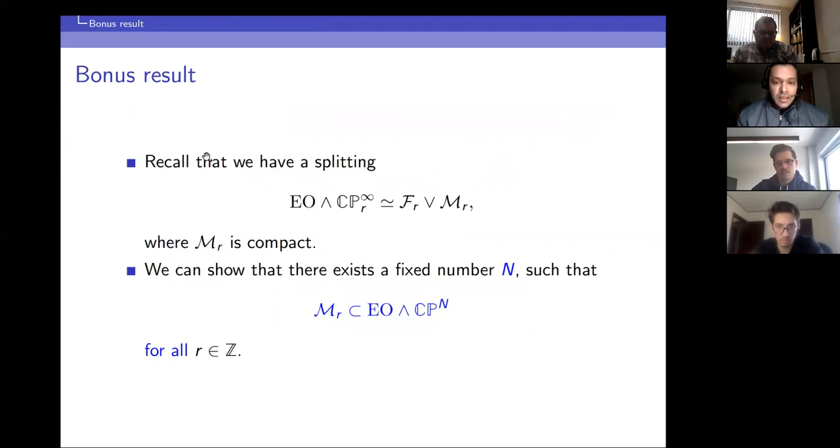Let me give you a bonus result, possibly a bonus result, which is: recall that for any R, where R is any integer, we have this splitting: EO smash CP infinity R splits as infinitely many copies of E and a finite EO module. You can show using James periodicity and some techniques using the relative Atiyah spectral sequence that this map actually factors through EO smash CPN, where this capital N does not depend on this number R.